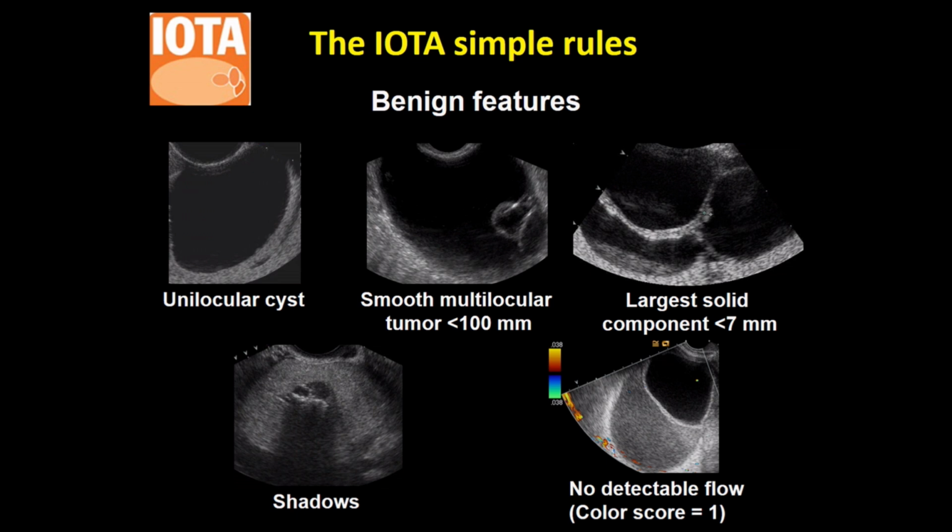These are the benign ultrasound features: unilocular cyst, smooth multilocular cyst with the largest diameter of less than 100 millimeters. There are small solid components, but the largest diameter of the largest solid component is less than 7 millimeters. Shadowing and no detectable flow on color Doppler.